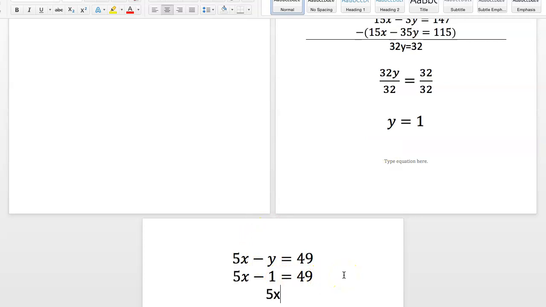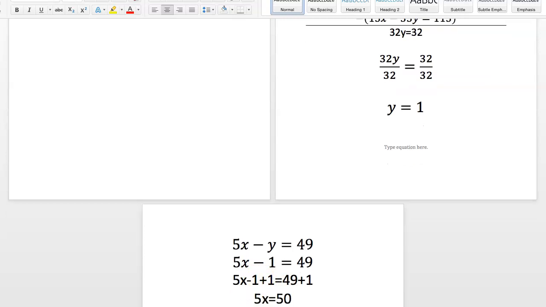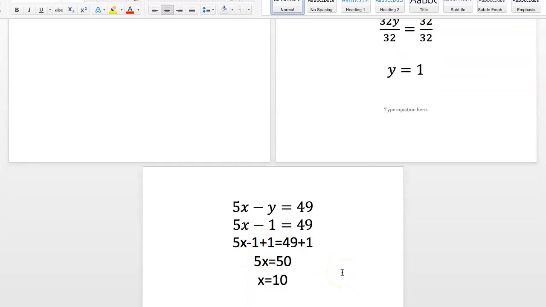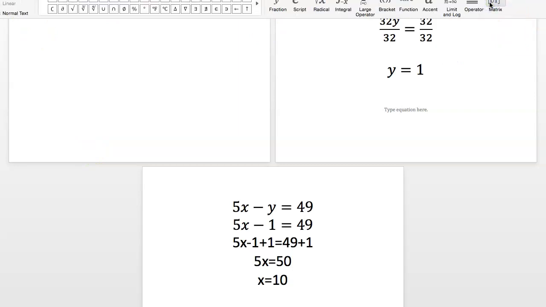Now add 1 to both sides because you want to counteract. So 5x, and then the negative 1 plus 1 fizzle over here, and you get 50 over here. Then you get x equals 10. Okay, so x is 10. Now, when you write the ordered pair, be sure to put the 10 first because it's the x-coordinate. So it's (10, 1). Okay, well, we finally made it. So it's (10, 1). And that's good.